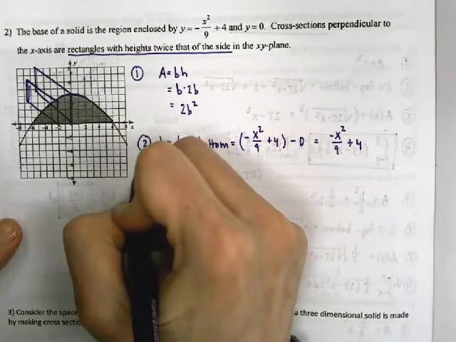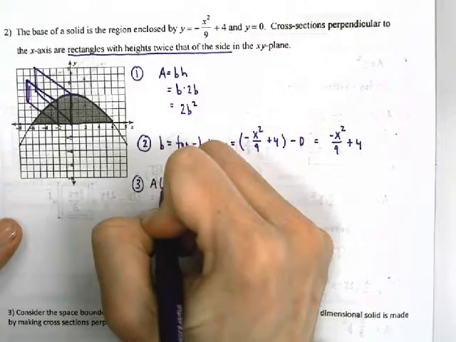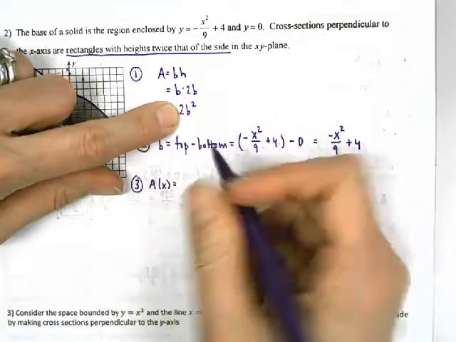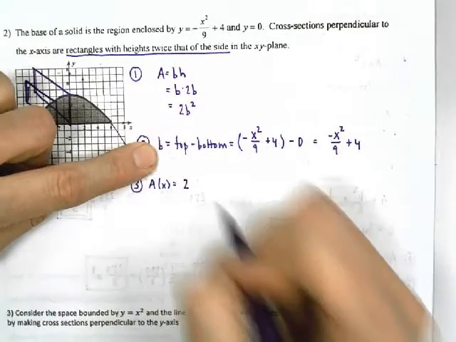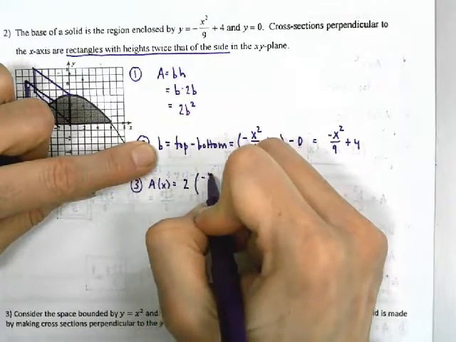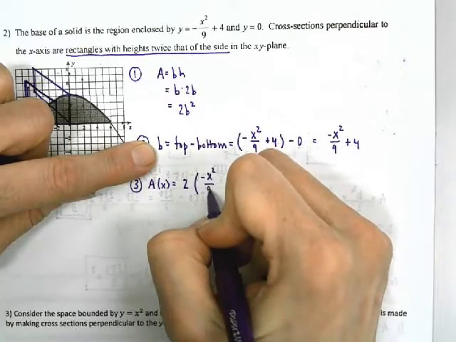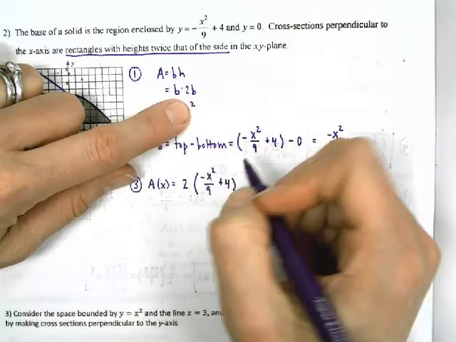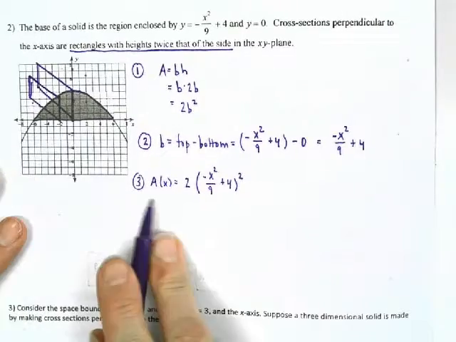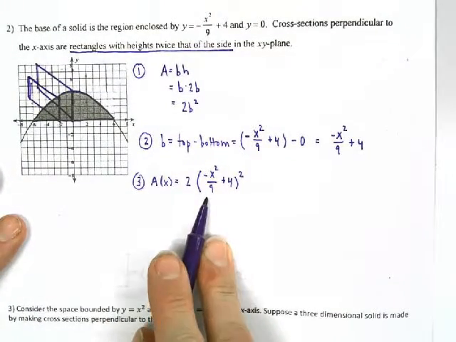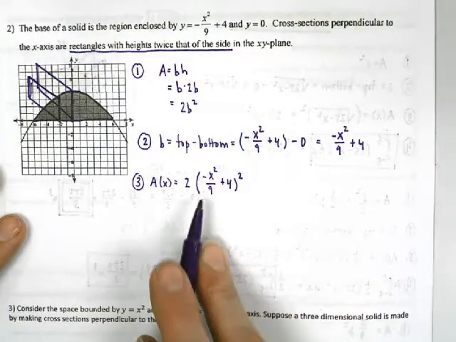So now I can get my area formula in terms of x. We said it's 2 times our base. Well, we have an expression for that, negative x squared over 9 plus 4. And we need to square that base. So there's the area formula that we're going to use to do our integration now.